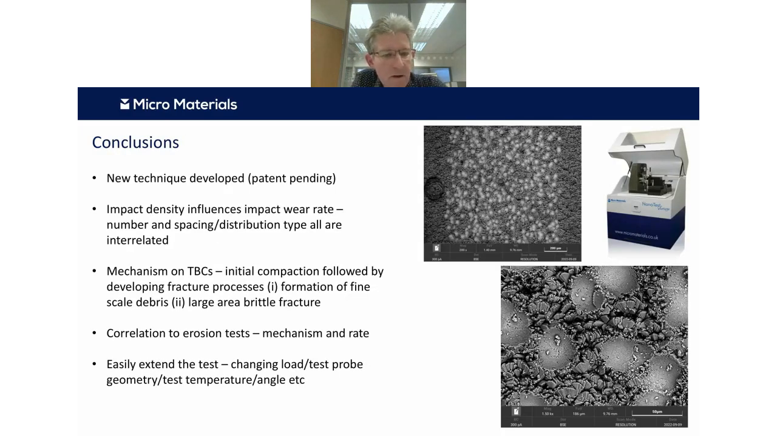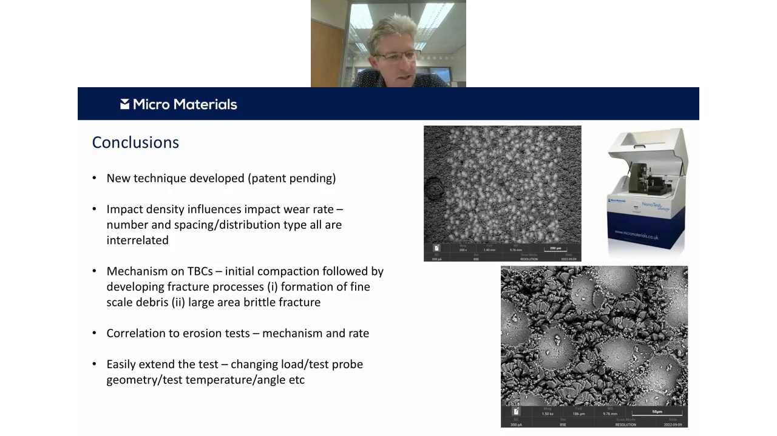So to sum up, hopefully I've given you a reasonable amount of information about our new test technique and some of the areas that we've applied it to so far. It's been very successful in that. And we're able to clearly show for all the materials we looked at that the impact density influenced the rate of impact wear or erosion, and effectively that the number of impacts and their spacing and distribution type were all interrelated. So they all correlate together to give you an overall wear rate.